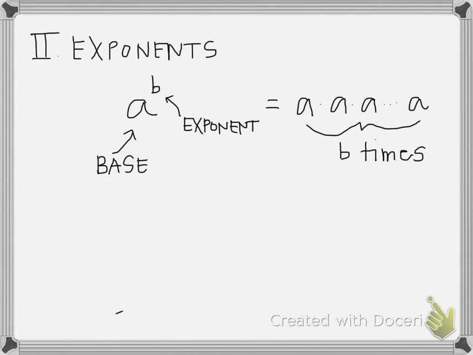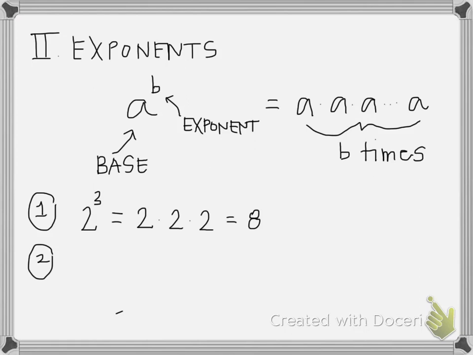Okay, so let's do an example. So 2 cubed is 2 times 2 times 2. So 2 times 2 is 4, 4 times 2 is a positive 8. Okay. 1/3 squared. So that means 1/3 times 1/3. When you do that, you multiply your numerator, so it'll be 1 over 9. So it'll be 1/9.